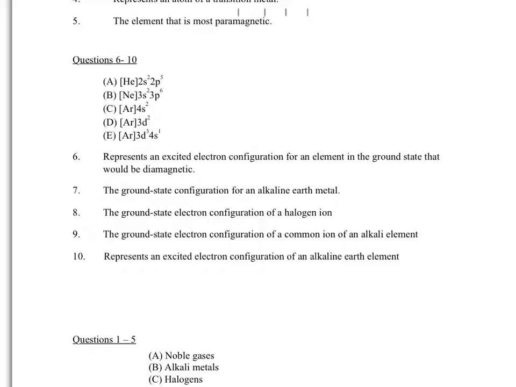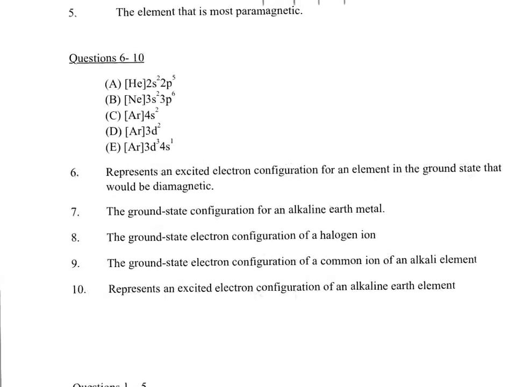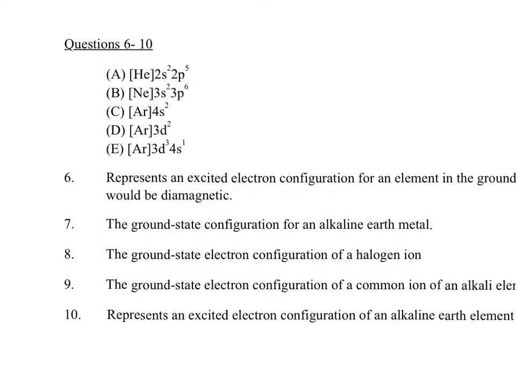A, helium, and then 2s2, 2p5. Who would that be? Who's 2p5? It is fluorine. All right. Who is 3p6? Argon. Who is 4s2? Calcium. Calcium. Now, what do you notice is weird about D?